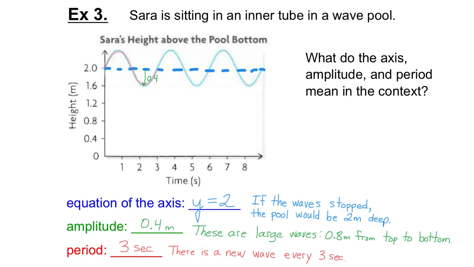The amplitude is 0.4 meters. So if we think about what that means, the waves fluctuate from 0.4 meters below that line to 0.4 meters above that line. So there's a distance of 0.8 meters, a change of 0.8 meters in height between the top and bottom of the wave. So these are pretty large waves. That's what we can get from that. The period is 3 seconds, so that just means there's a new wave every 3 seconds. So this is just an example of how you can relate these values you're getting about the graph to explaining what's happening in the context of what's being described.